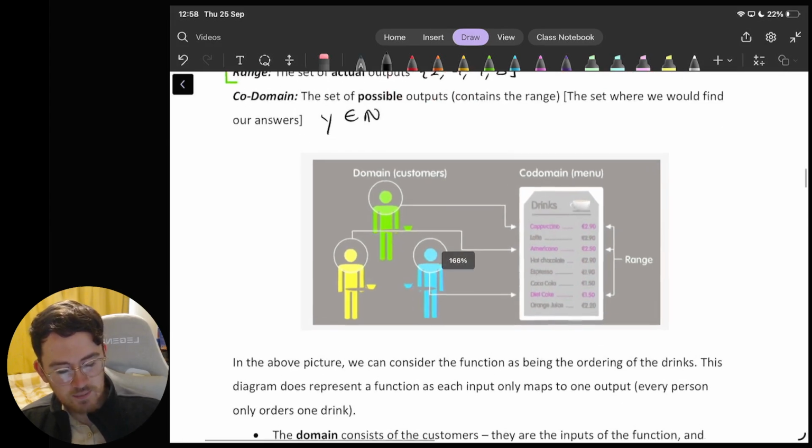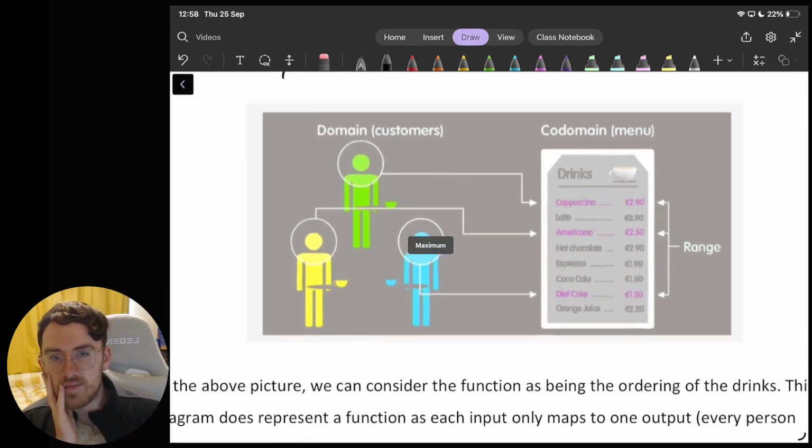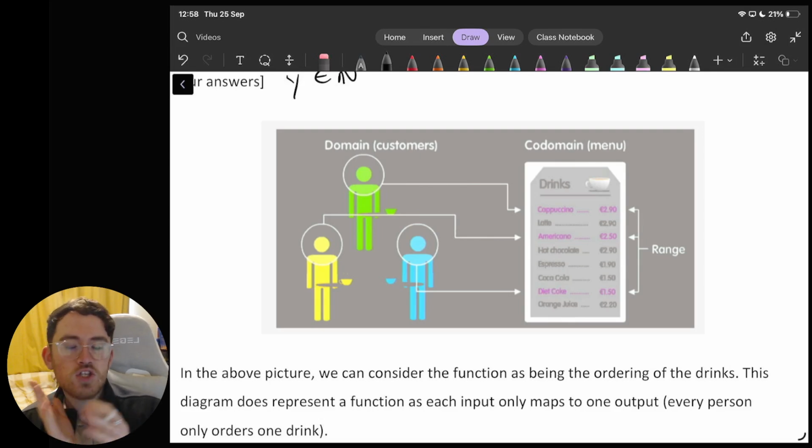There's a nice little example here, which I think can lay it out quite clearly. We're looking at a cafe menu, and we have our customers, and then we have the menu of the cafe, and we also have the orders that these customers have placed in the cafe. So in this scenario, the domain is the customers, the people who've gone in, they are the inputs into this scenario. The range would be the drinks that they have ordered. The codomain is the entire menu. So they could have ordered anything from the menu, but they have ordered specific things off the menu, which fill out the range.